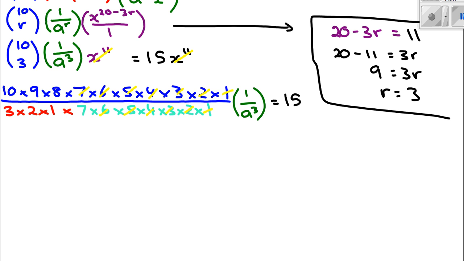We can cancel down further if you want. You could work out 10 times 9 times 8 over 3 times 2 times 1, no problem with that. I'm a bit lazy, so I'm going to cancel down 10 and 2 to give me 5, and cancel down 9 and 3 to give me 3. You could have cancelled down 8 and 2 instead. So then 5 times 3 times 8, ugh, I should have done it the other way, shouldn't I? Because timesing by 10 is easy.